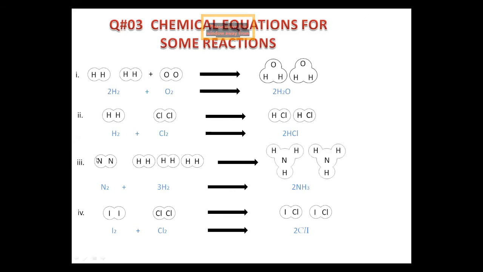In the third example, one molecule of nitrogen reacts with three molecules of hydrogen. The product is two molecules of ammonia gas, 2NH3. N2 plus 3H2 gives 2NH3, two molecules of ammonia gas.